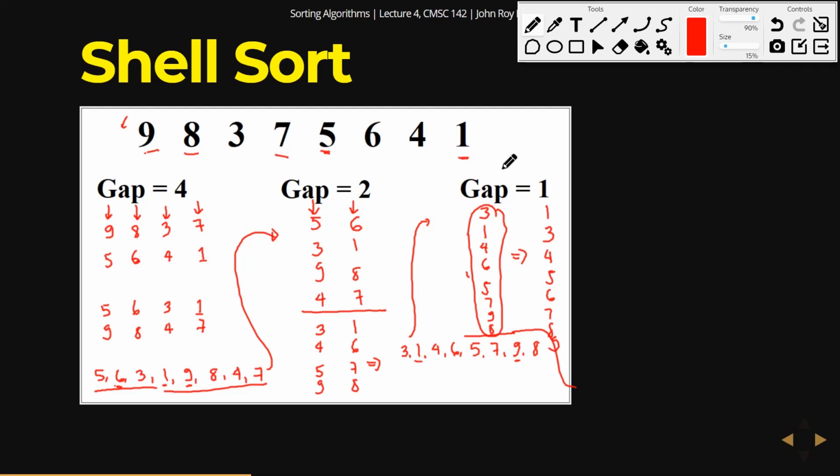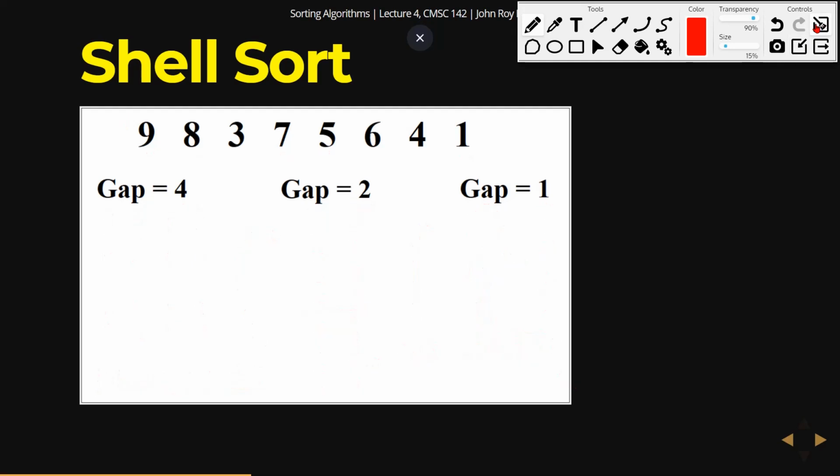So now, by the way, the gap sequence that I used here are arbitrary. So you could use your own gap sequence. It could be 5, 3, 1. It could be anything as long as the gap decreases per iteration and eventually leads to gap is equal to 1 as the last one. Okay, so that is shell sort.